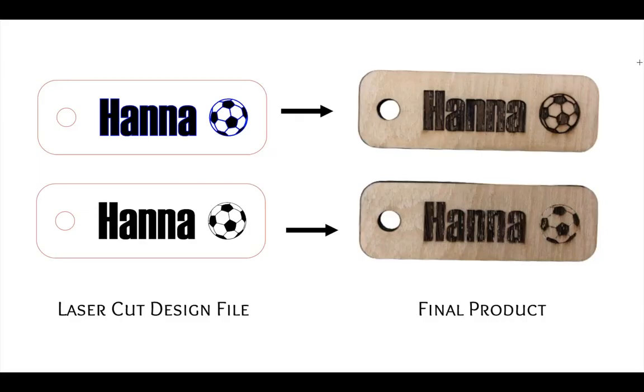Now here's a pro tip. Add a blue border to your engraved elements when using wood, like our design file on top, and you'll get a crisp edge on your final product.